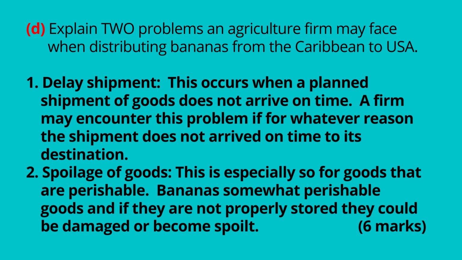a problem. Another, of course, will be spoilage of goods. This is especially so for goods that are perishable. Bananas somewhat are perishable goods, and if they are not properly stored, they can be damaged or spoiled. Of course, for that you will get 6 marks, 3 for each problem.